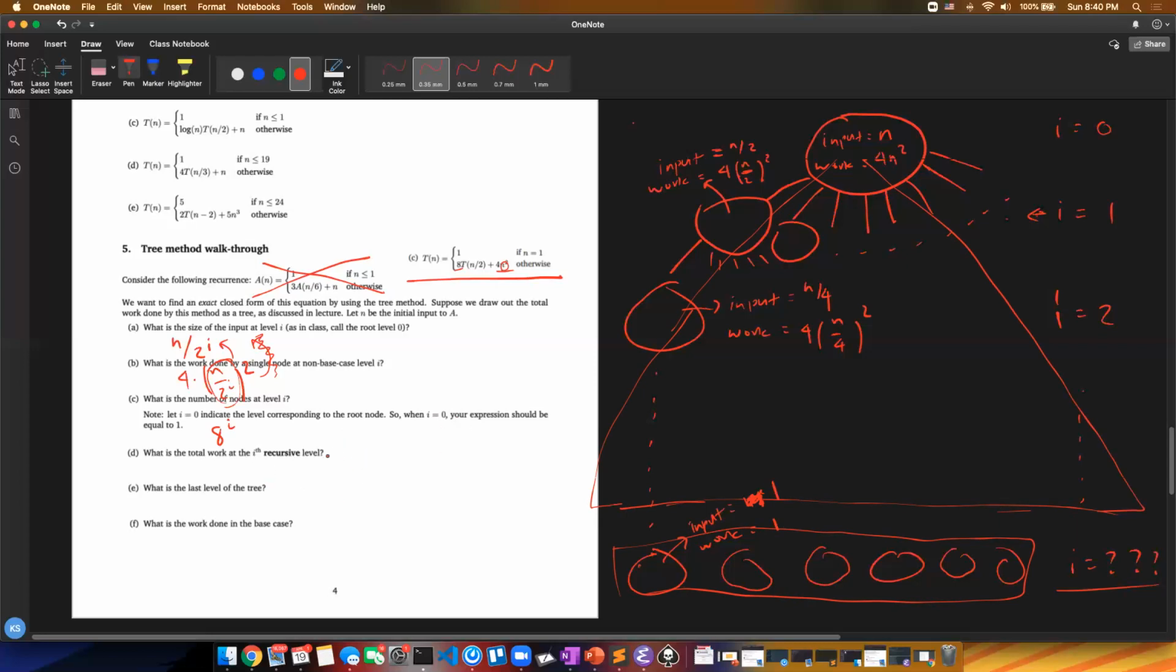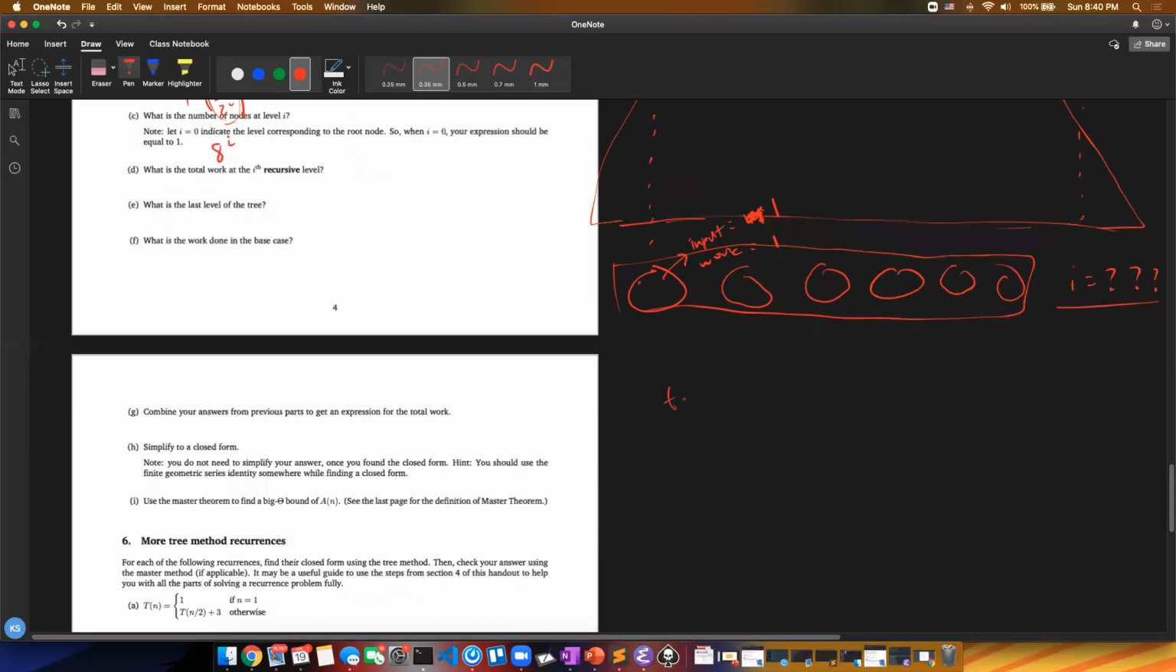And in order to do this, you can think of this D step as sort of like, I guess how I could think about it: total work at the recursive level is sort of like the total number of nodes at the recursive case times the total work at the recursive case, right?